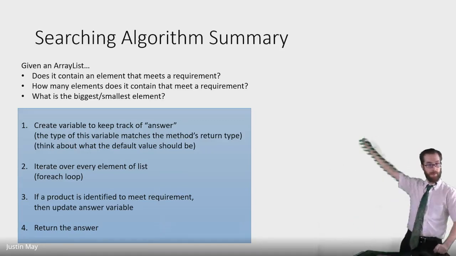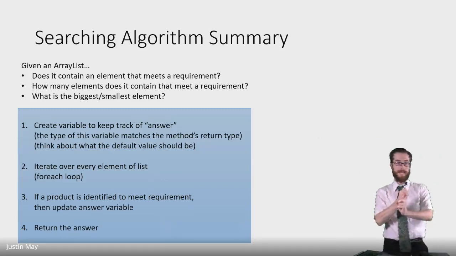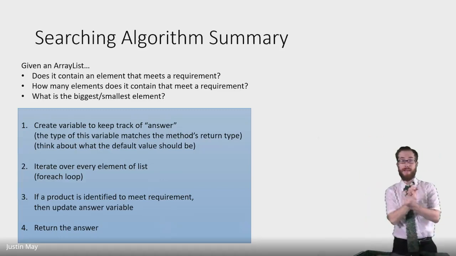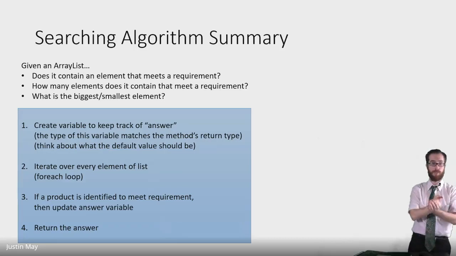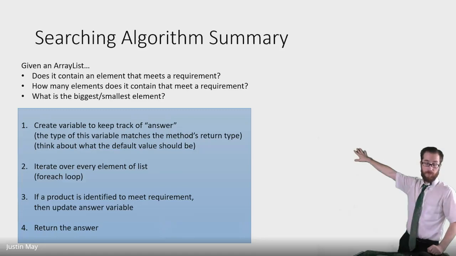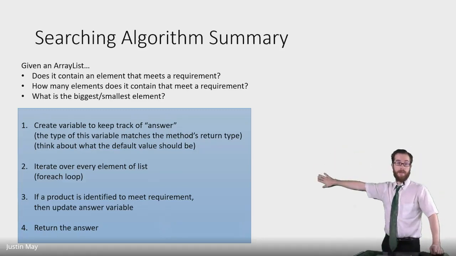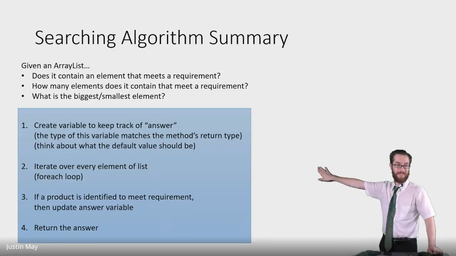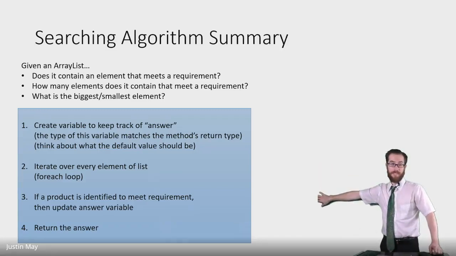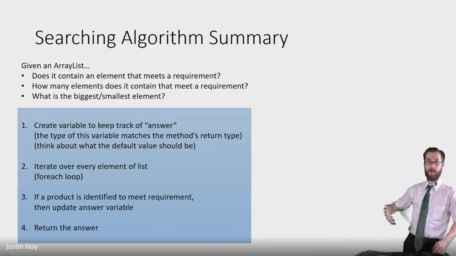So if you're given an array list and you have to answer any of these three questions, does it contain an element that meets the requirement? How many meet the requirement? Or what is the biggest or smallest? Then you create a variable to store the answer, default it to something that makes sense, iterate over each element of the list using your for each loop, and use an if statement to check if that element meets the requirement, whatever the requirement is.